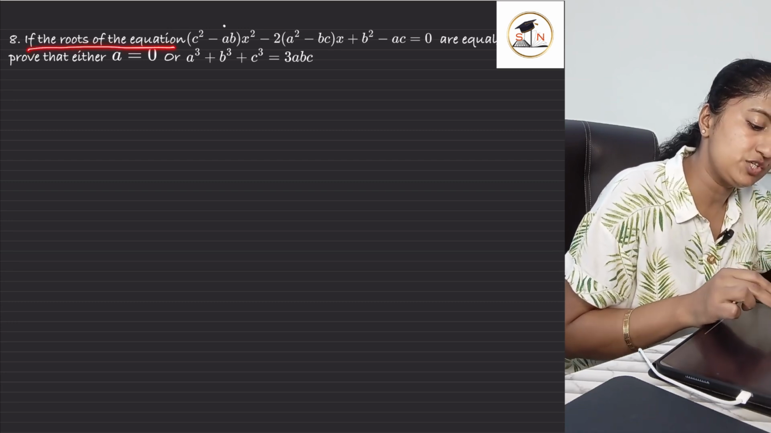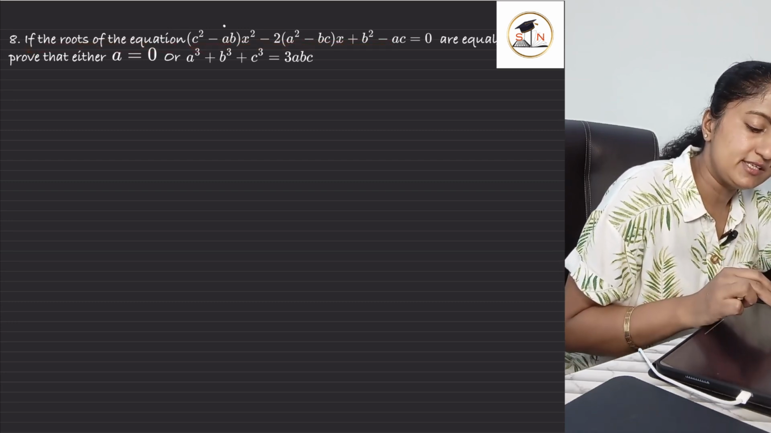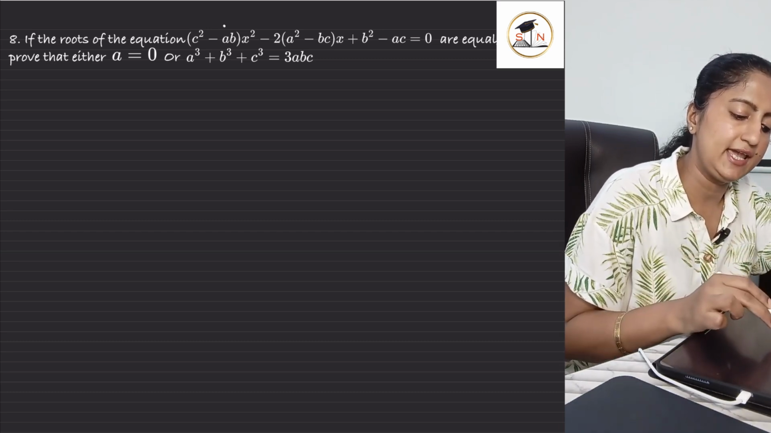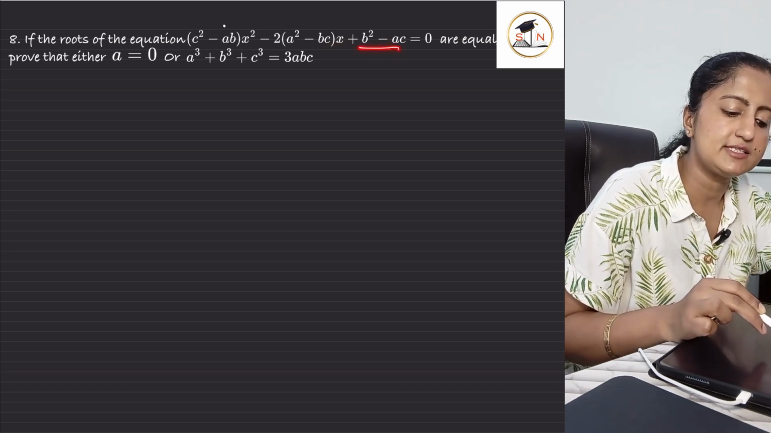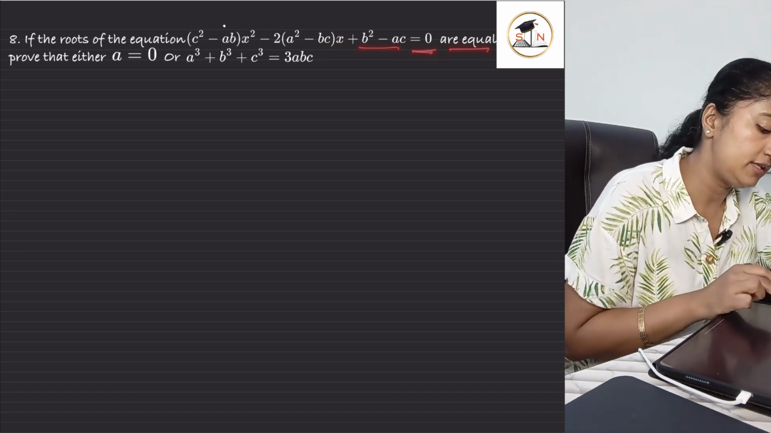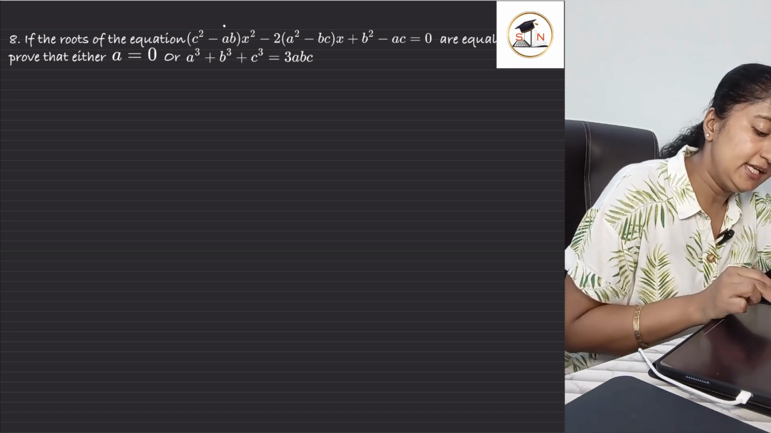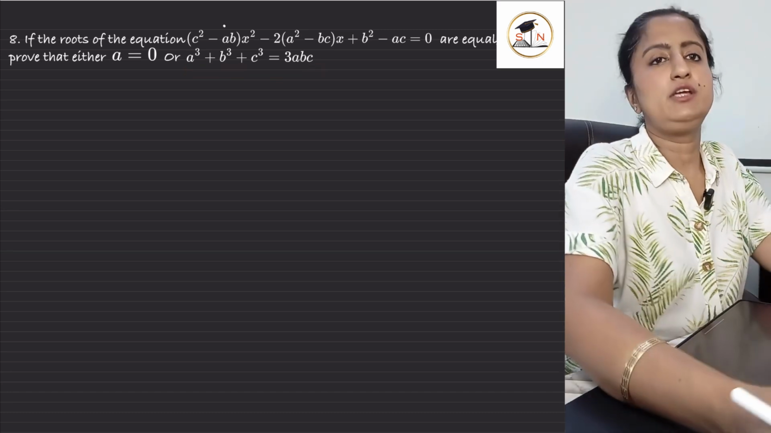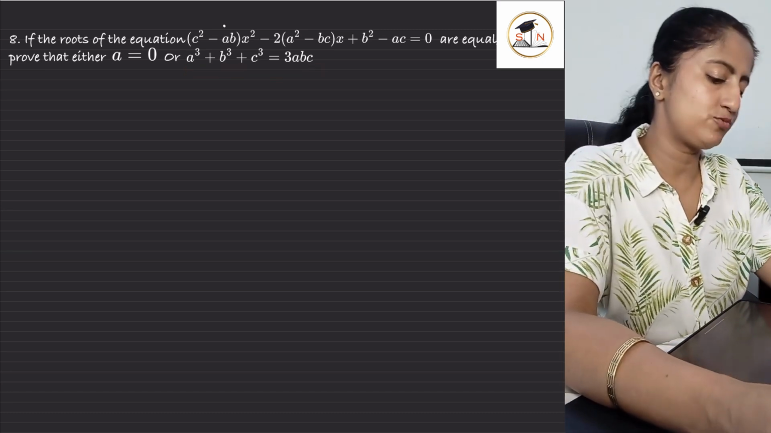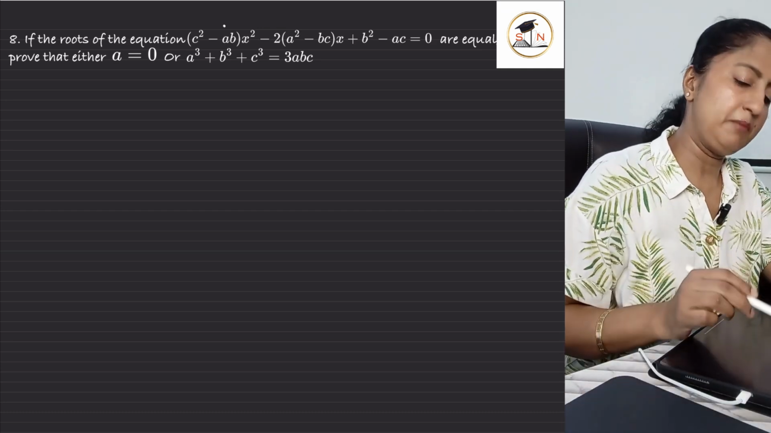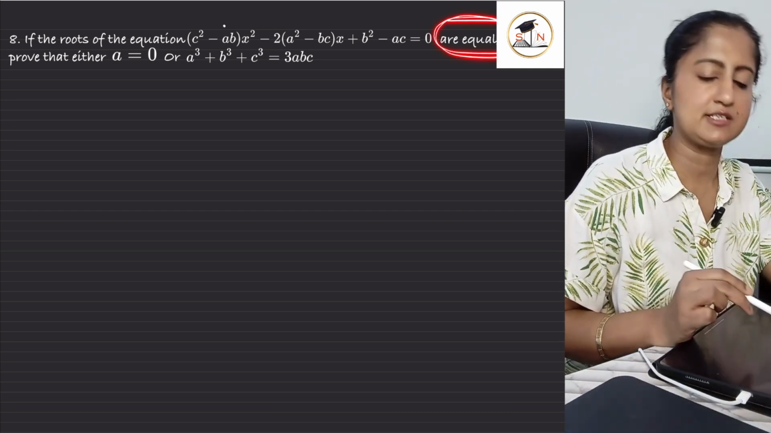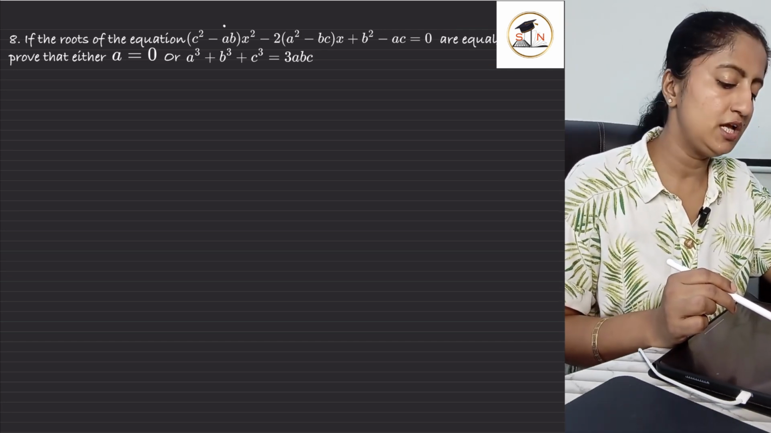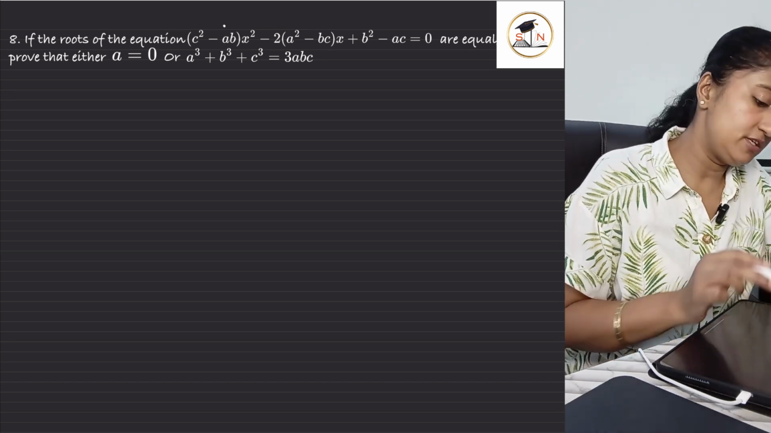If the roots of the equation, again a bigger one, c square minus ab, that is x square minus 2 times a square minus bc x plus b square minus ac equals 0 are equal, then prove that we have two conditions. Either a equals 0 or a cube plus b cube plus c cube equals 3abc. Now, there are two things which we are supposed to prove, but the main condition is the same that we have been doing since long. The discriminant is equal to 0 because we have got equal roots over here, right? So let's start.